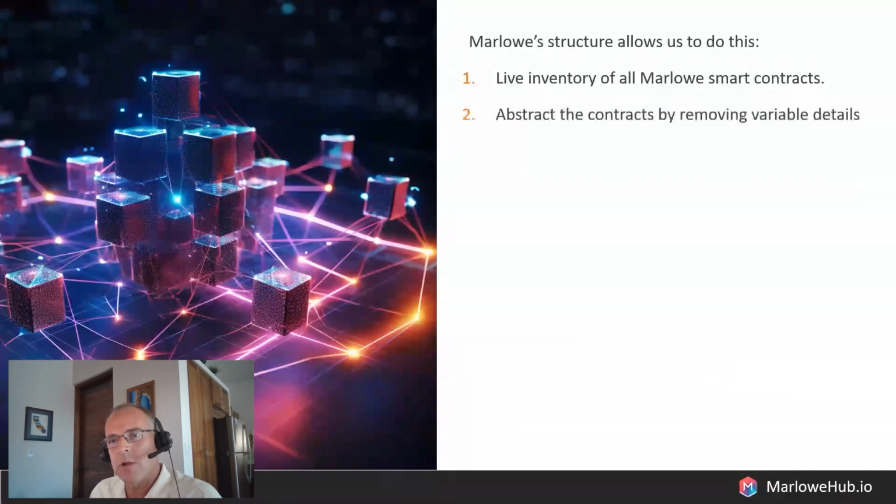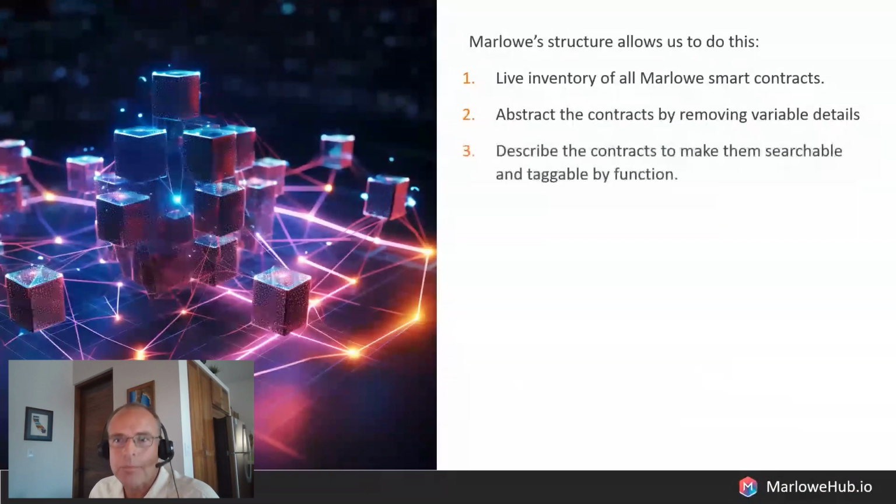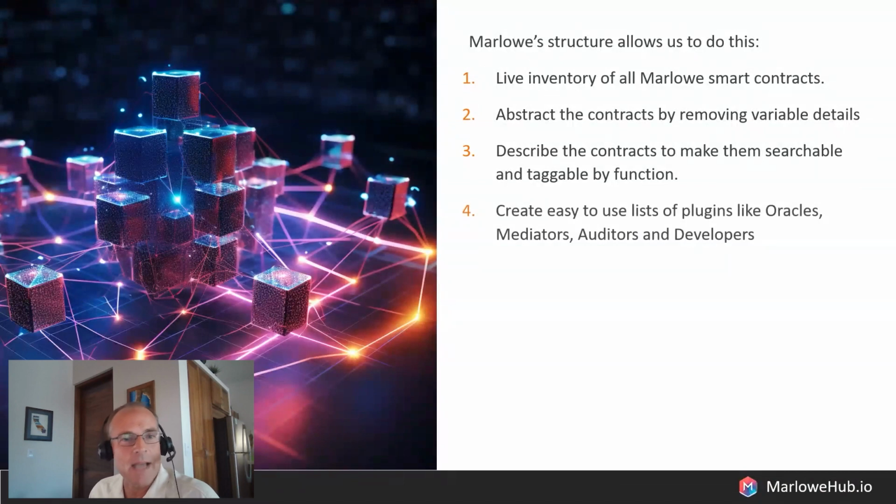The structure of Marlowe allows us to do this. Unlike the other coding languages that can be used for smart contracts, Marlowe is very structured, so it's very easy to pull pieces out and see how the template works. So we can do a live inventory of all the Marlowe smart contracts out there, and then we can take those and abstract them. We take away the addresses, we take away the amounts, and so now we have an abstracted view of the contract that we can categorize and tag and describe and make searchable. That's what we're trying to do.